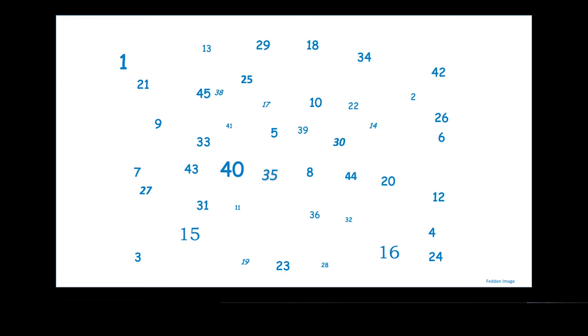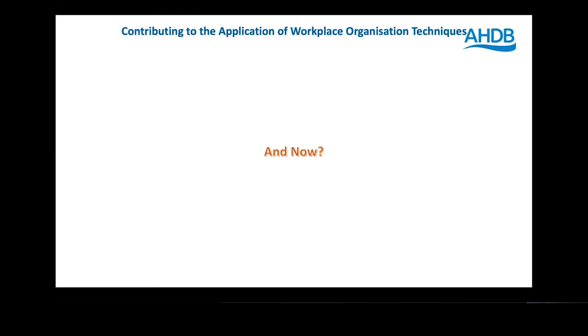20 seconds gone. 5 seconds. 3, 2, 1. Stop there. Okay. So that's the sort side of things. So you're basically decluttering. You're getting rid of all the excess.